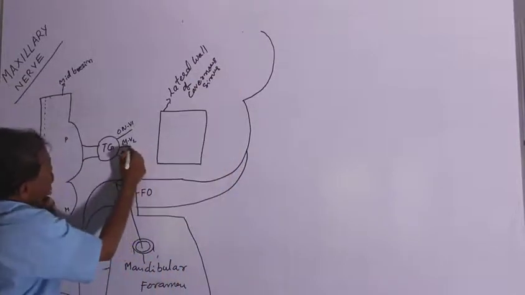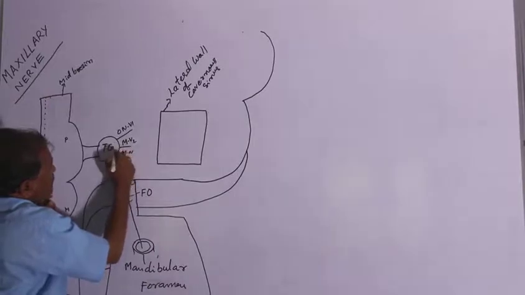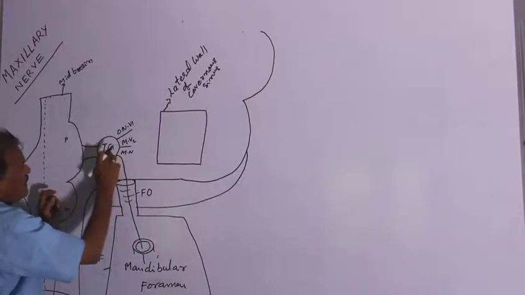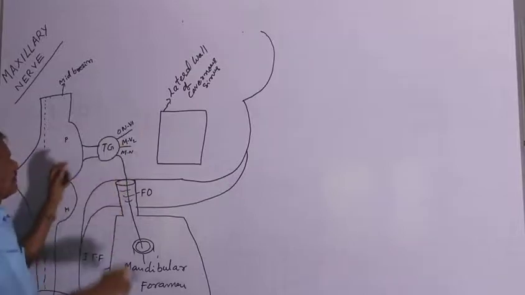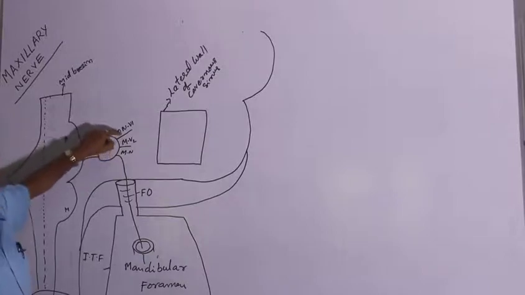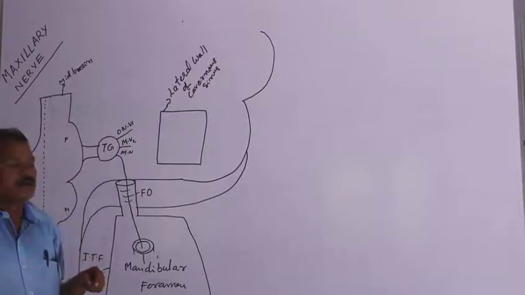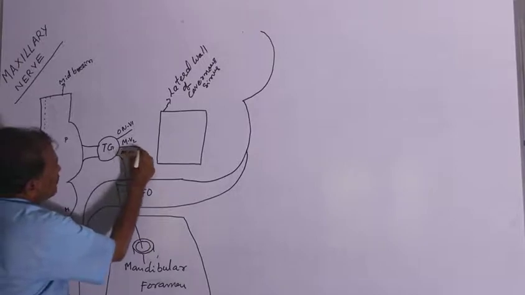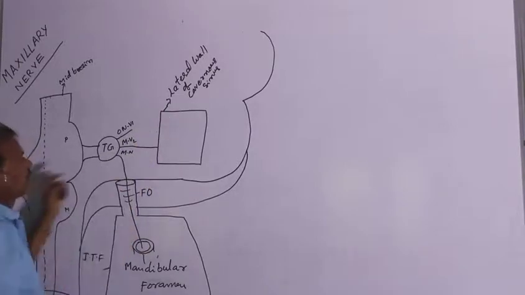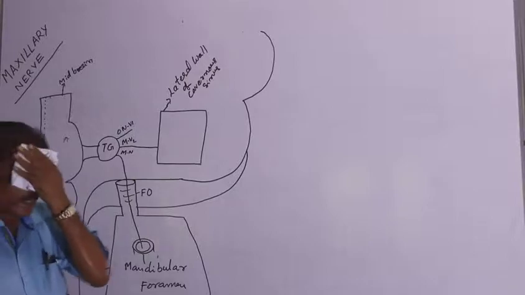In the posterior part of the lateral wall of the cavernous sinus, it arises in the trigeminal cave from the anterior margin of the trigeminal ganglion. Medial to this there is the ophthalmic nerve, and on the lateral side there is the mandibular nerve. In between the mandibular nerve and the ophthalmic nerve, the maxillary nerve arises from the anterior margin of the trigeminal ganglion and runs forward along the lateral wall of the cavernous sinus.